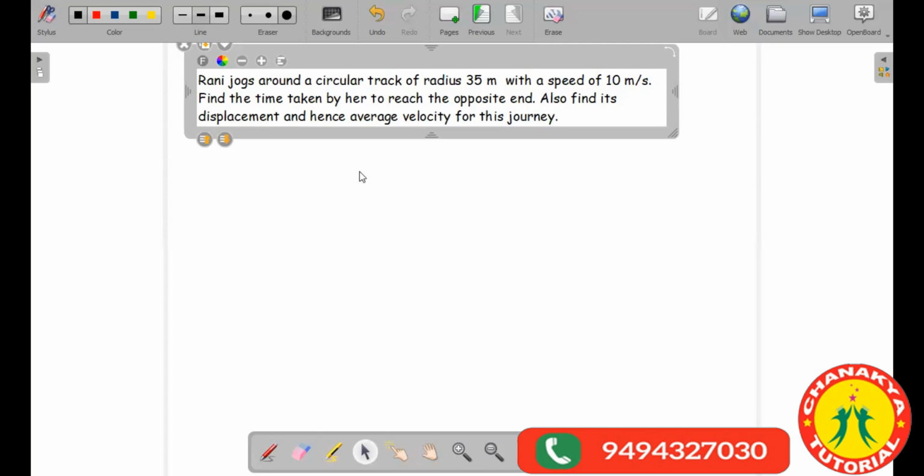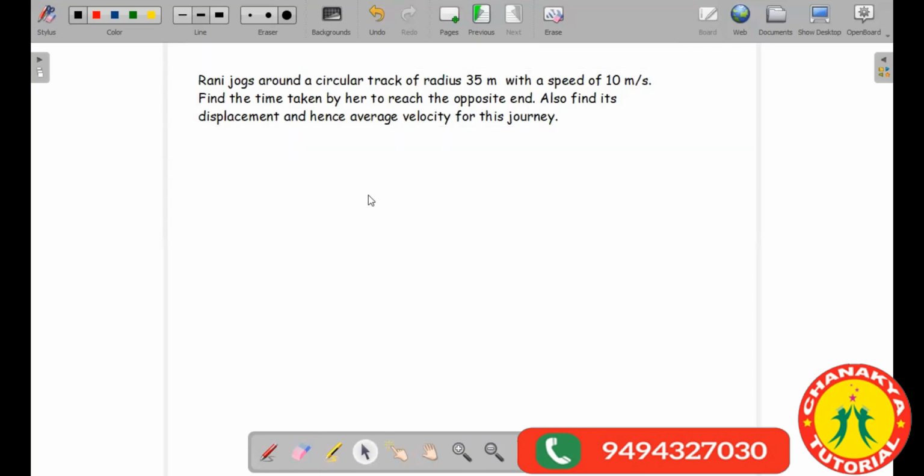So find out: Rani jogs around a circular track of radius 35 meter with a speed of 10 meter per second. Find the time taken by her to reach the opposite end. Also find its displacement and hence average velocity for this journey.